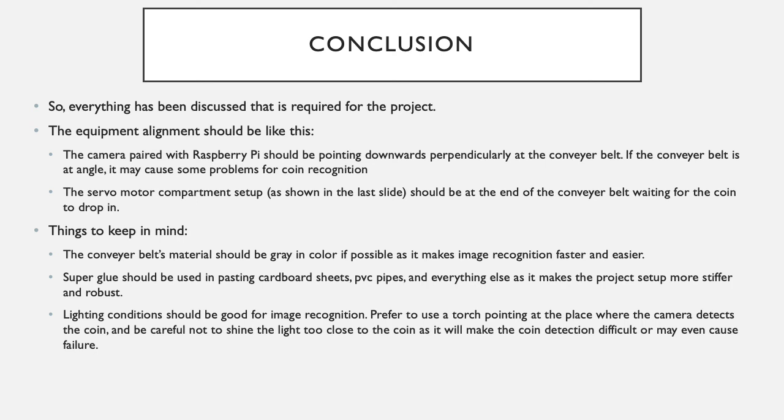The equipment alignment at the end of the project should be like this. The camera paired with the Raspberry Pi should be pointing downwards, perpendicular to the conveyor belt, and if the conveyor belt is at an angle to the camera view, it may cause some problems for coin recognition. So it has to be perpendicular, meaning the coin surface and the Raspberry Pi lens should be parallel, and the servo motor compartment, as shown in the last slide, should be at the end of the conveyor belt waiting for the coin to drop in.